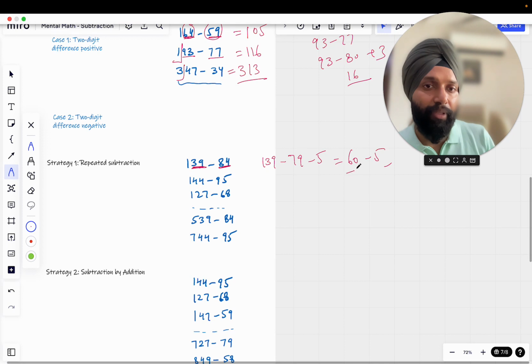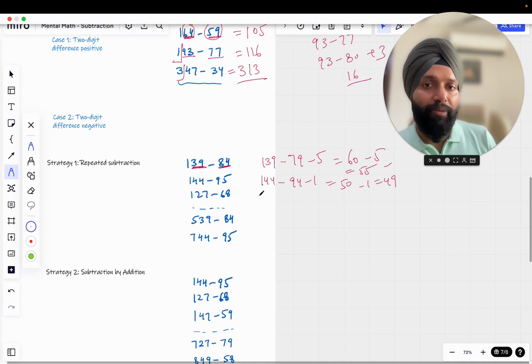So you're left with 55. So here 144 minus 95, you can say minus 94 minus 1. So this I'm talking about repeated subtraction. Of course, I think this is going to work much better in case of subtraction by addition. We'll look at that. But repeated subtraction we're looking at. So 144 minus 94 minus 1. So we are making the unit digit the same. So it just becomes 14 minus 9 is 5, which is 50 now. Minus 1, so 49.